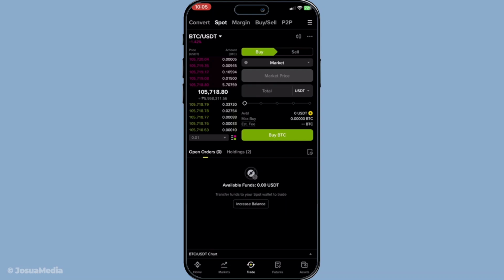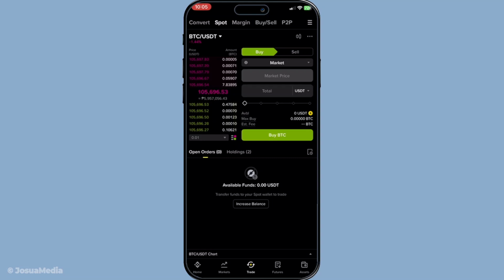Finally, once you're ready, you'll tap either buy or sell to confirm your market order. This step is fairly immediate, as market orders are designed to be executed at the current available price. Remember to double check your order before confirming, as transactions, once completed, cannot be undone. And there you have it, you've successfully placed a market order on Binance's mobile app.